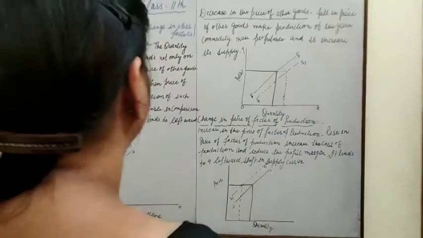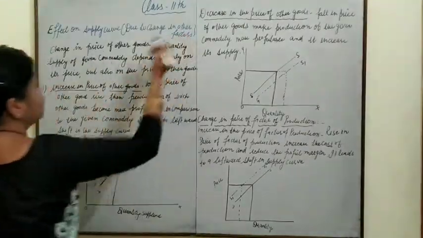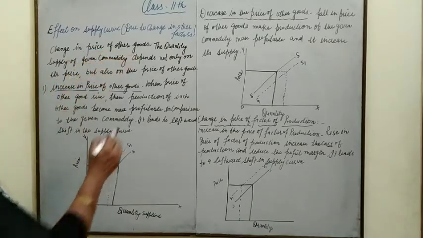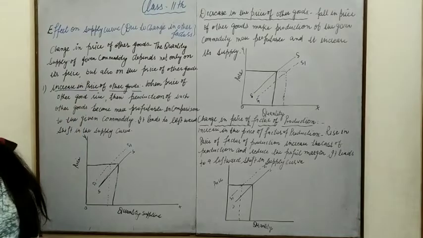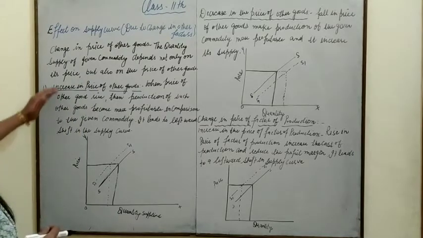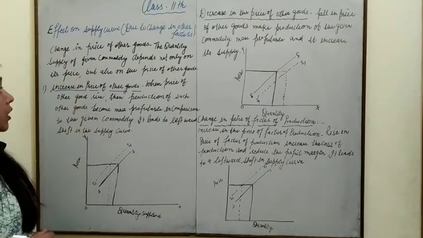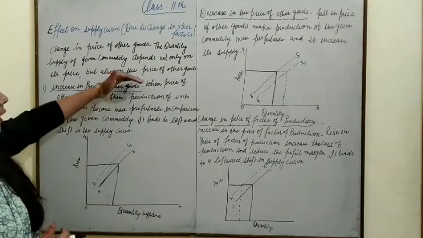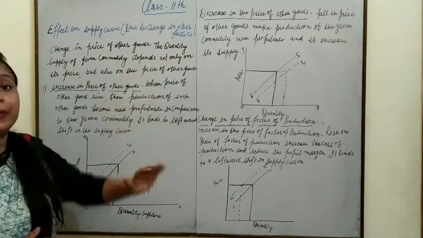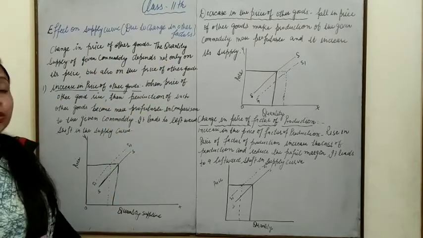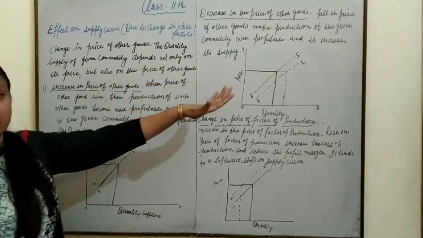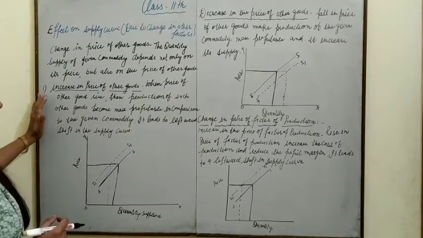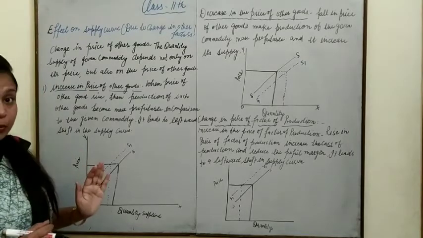Next is the effect on the supply curve due to change in other factors. Change in the price of other goods. The quantity supplied of a given commodity depends not only on its price but also on the price of other goods. The supply of any commodity does not depend only on the price of that same commodity, it also depends on the price of other goods. The price of other goods also affects the supply. First is increase in the price of other goods.